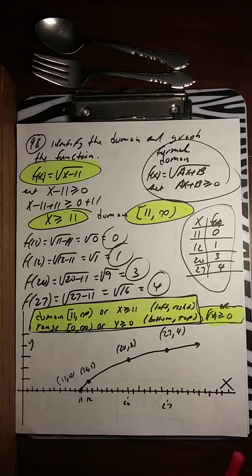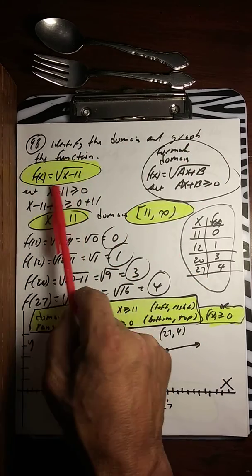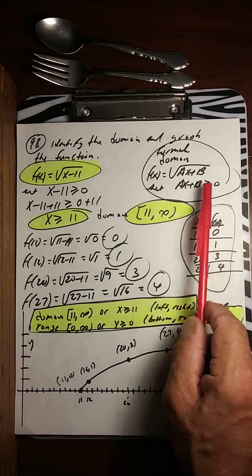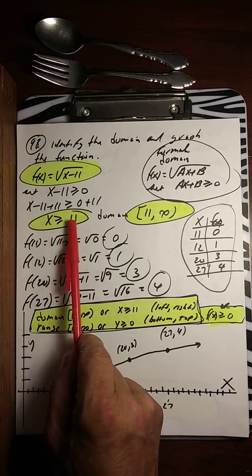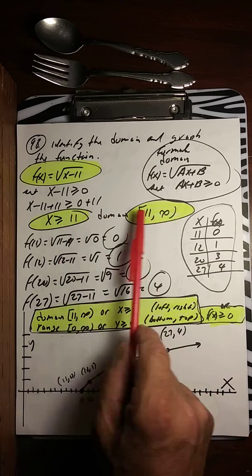Identify the domain and range. Okay, let's do that. Here's a problem. The domain of a square root function: set x plus b bigger than or equal to 0. So set this bigger than or equal to 0. Plus 11 to both sides, so x is greater than or equal to 11 is the domain, or from 11 to infinity. That's the domain right there.